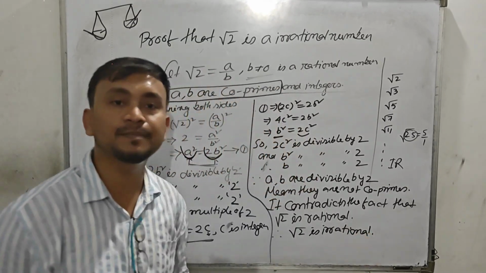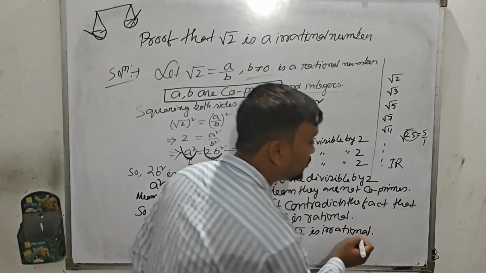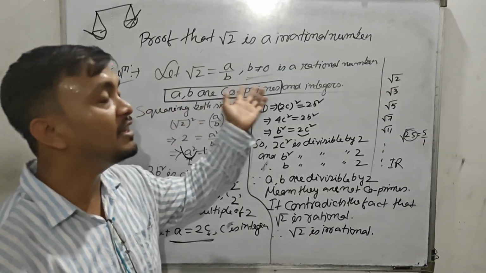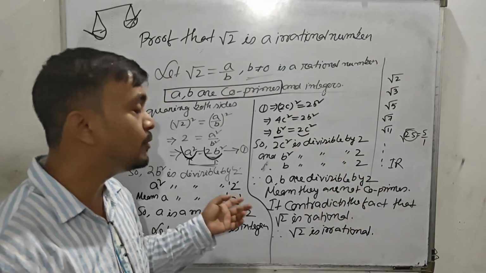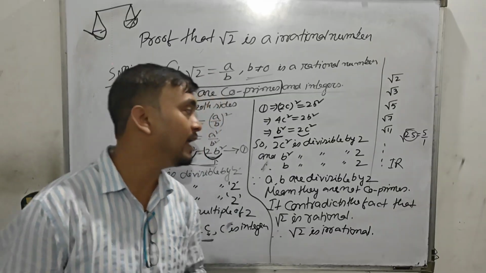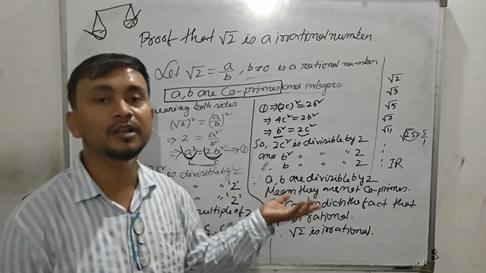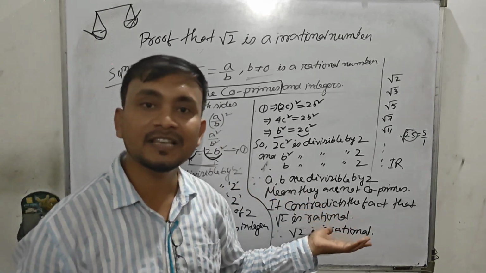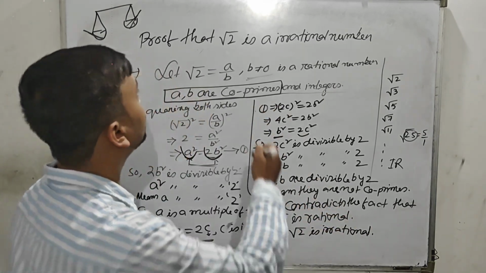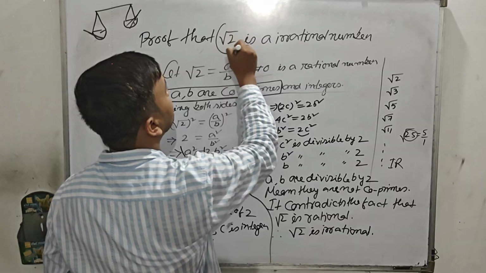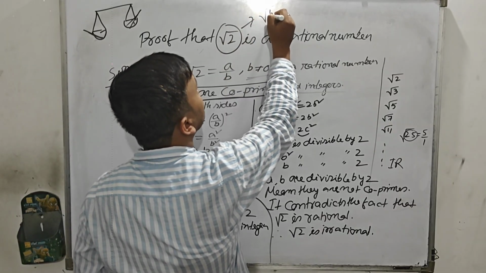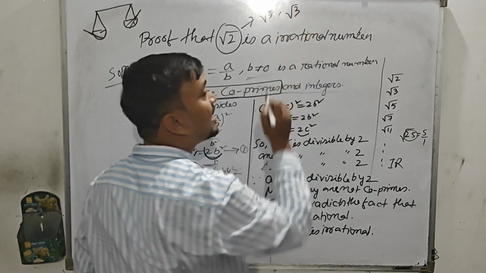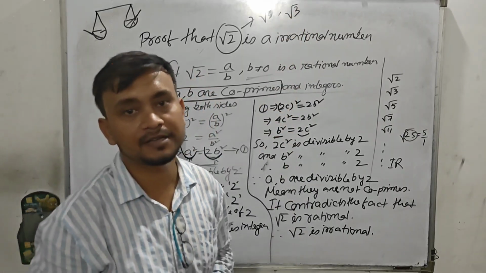If you do not know anything about co-prime numbers, if you do not know the rational and irrational number difference, then it will be difficult for you. If you know well what is multiple, what is common divisor, then it is very easy for you. So repeatedly watch this and try to understand. And here is the homework for you. Instead of root 2, try to prove root 5 and root 3 as irrational numbers.